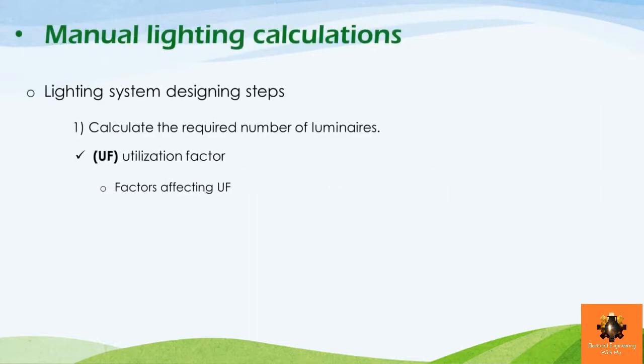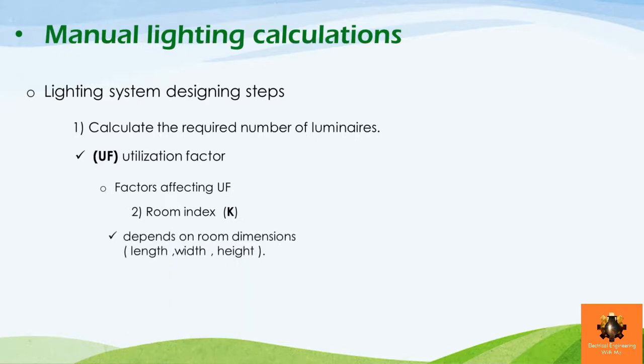So let's go ahead. If you remember, on the previous tutorial we ended with the first factor which affects the utilization factor, and now the second parameter which affects the utilization factor is the room index. The room index is an index which depends on the dimensions of the room, and we refer to it by the symbol K. This means according to the dimensions of the room, its length, width and height, we specify the room index.